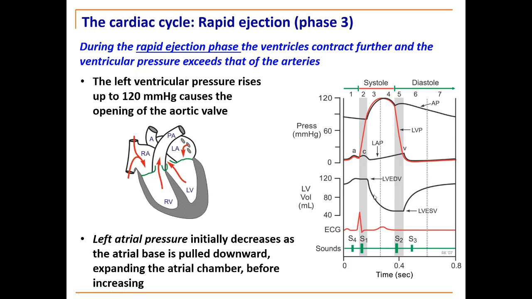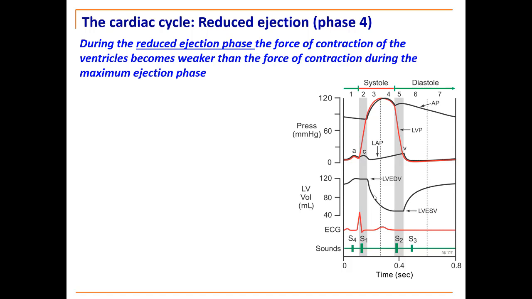So that's phase 3. We're now moving on to phase 4, and this is called the reduced ejection phase. This is where the force of contraction of the ventricles becomes weaker than the force of contraction during the maximum ejection phase, and that kind of makes sense. But really what's happening at this phase is we're getting ventricular repolarization. And ventricular repolarization means that there is now less ventricular muscle contraction, and therefore the ventricular pressure begins to drop.